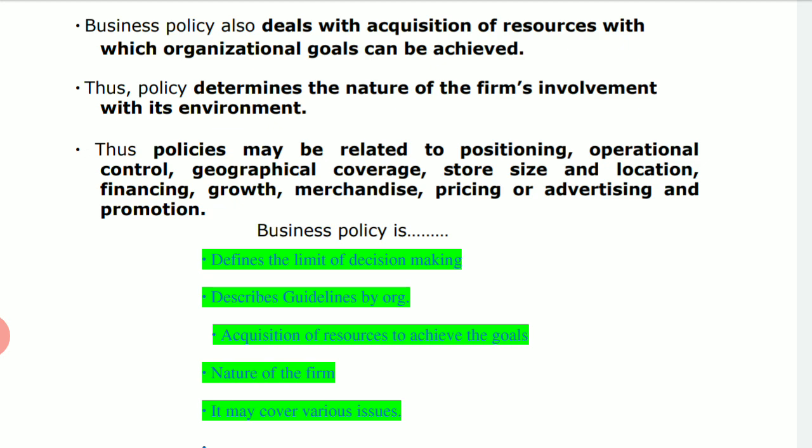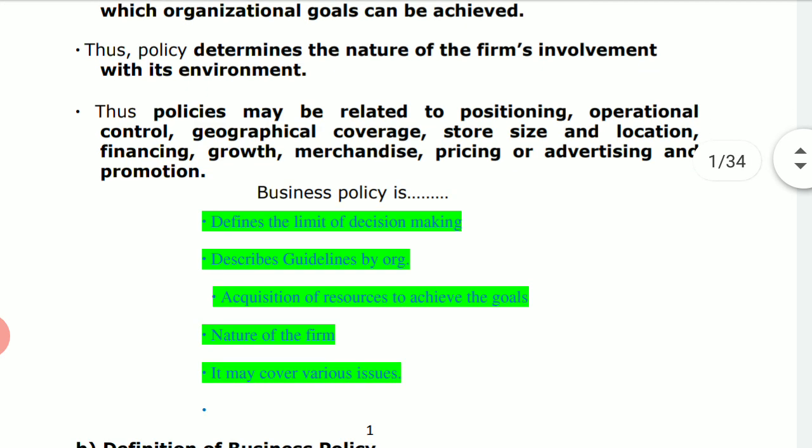Thus, business policy also deals with acquisition of resources. That means how to acquire the resources to meet the objectives. That is also mentioned in the business policy. Thus, policy determines the nature of the firm's involvement with the environment. That means how the nature of the firm is constantly in involvement with the environment.